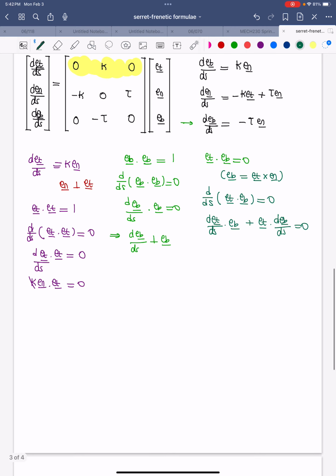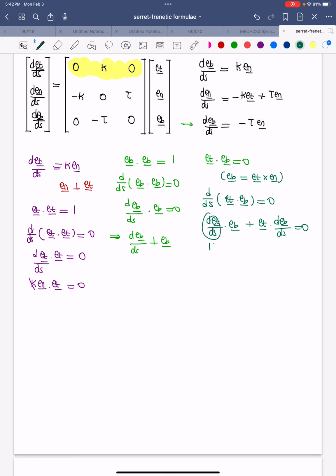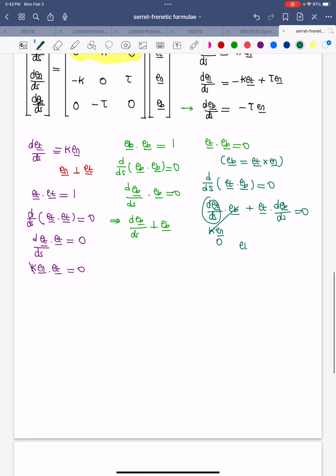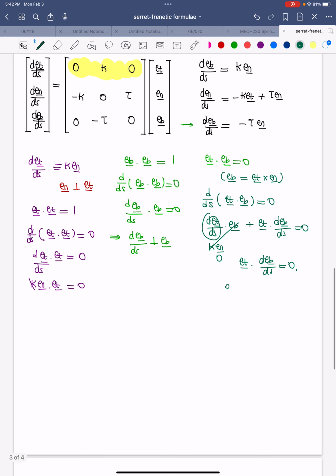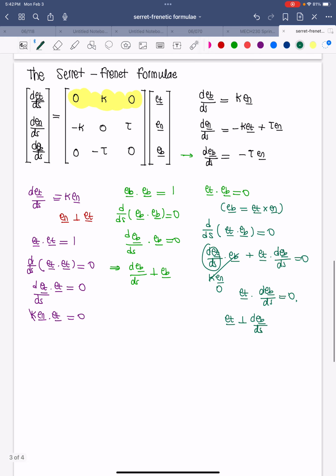Let's see what we know so far. Well, we know det by ds, that's kappa en. And kappa en dot eb, that's also 0, which means that et dot deb by ds is equal to 0. Well, this means that et is perpendicular to deb by ds. So now we figured out that deb by ds has no components along et, so that's 0. And from the earlier result, deb by ds has no components along eb, so that's 0.